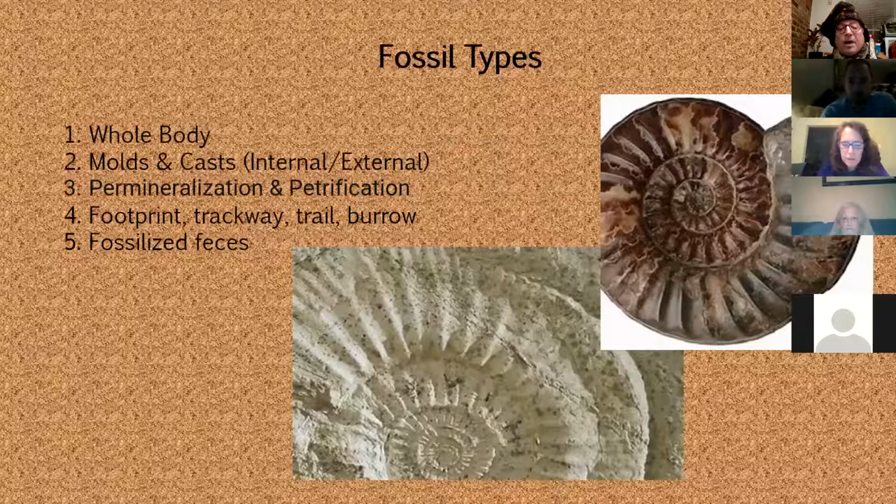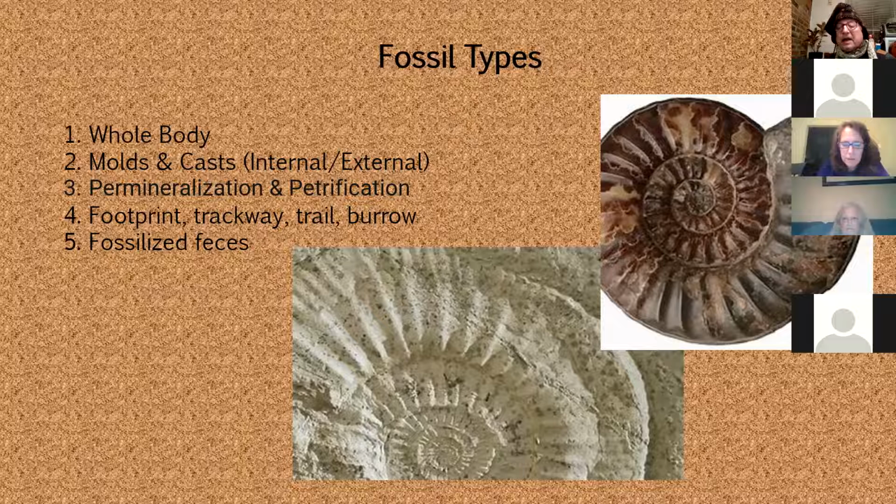Okay, so we jump right into it. There are 5 different fossil types, and we won't find them all in Ohio, but we will talk about that. Number 1 is the whole body, and this is not in any particular order. 2 is molds and casts, meaning internal and external imprints. 3 is permineralization and petrification. 4 is footprints, trackways, trails, and burrows. And then 5 is fossilized feces.